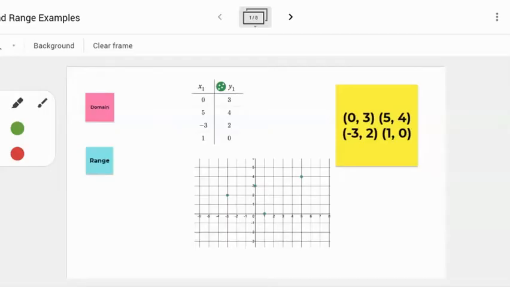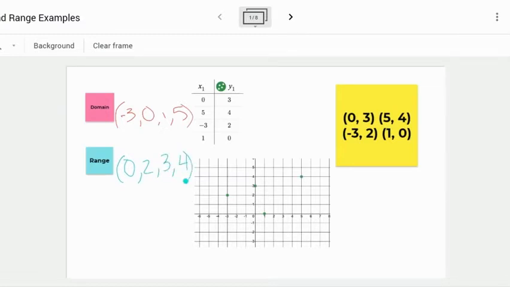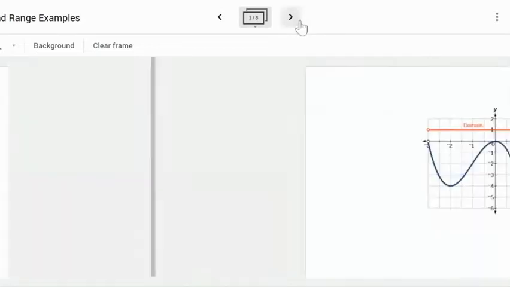Hi, today we're going to learn a little bit about domain and range on a continuous graph. Before we get there, we're just going to quickly review what the domain and the range are. Domain is all the x values. In this capacity, the x values are -3, 0, 1, and 5. And your range is all of your y values, and your y values are 0, 2, 3, and 4. Each one of these, the table, the ordered pairs, and the graph, represent the same domain and range.